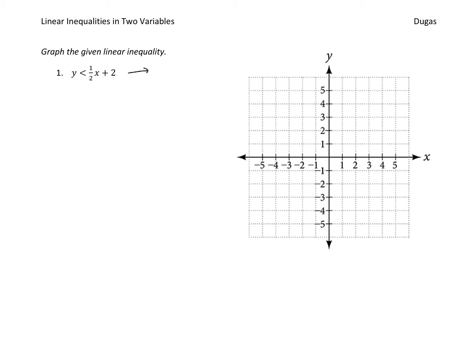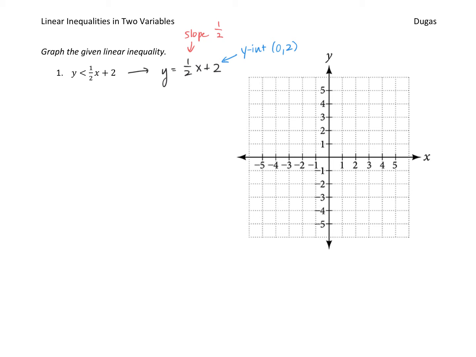Think about the equation that I would have if I had an equation rather than an inequality. In this equation, you would see that this is a linear equation in two variables. If you remember y equals mx plus b form, slope-intercept form, this is the slope, the 1/2, and the y-intercept is given by the 2. So the y-intercept is (0, 2), and the slope is 1/2.